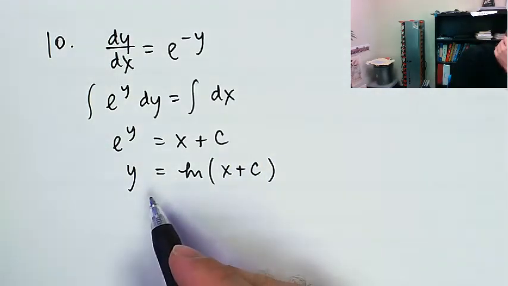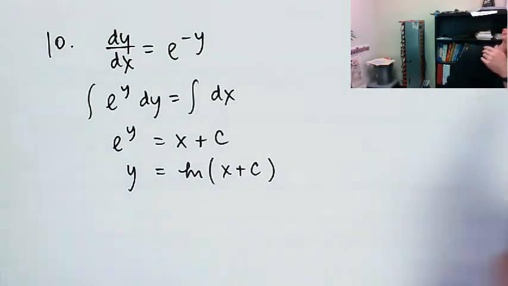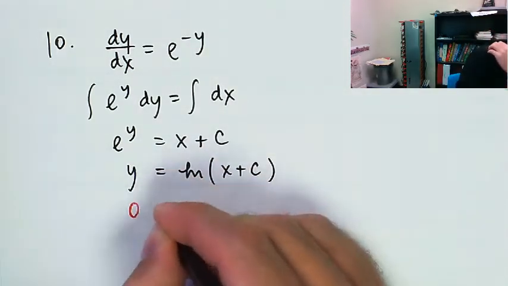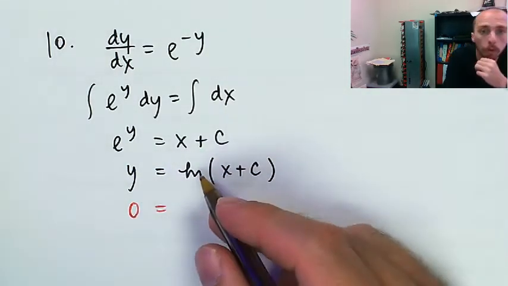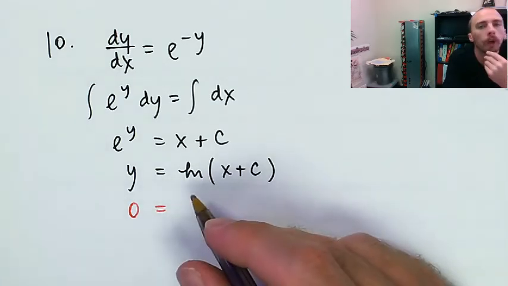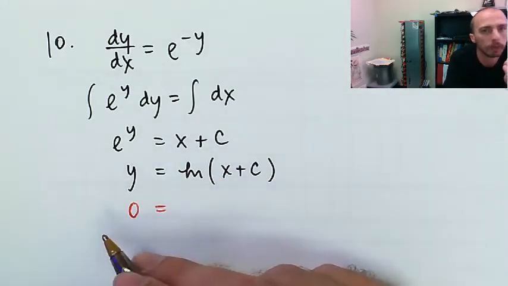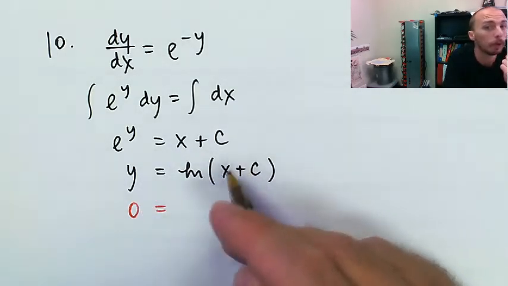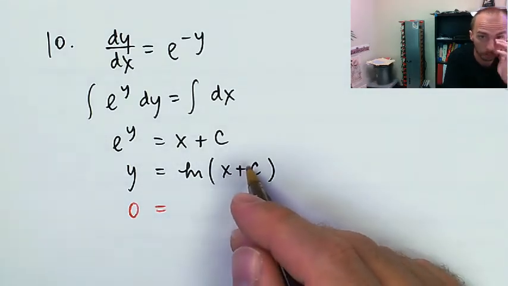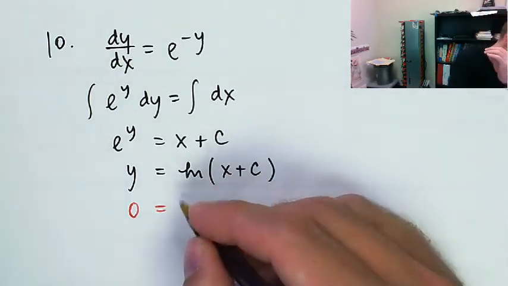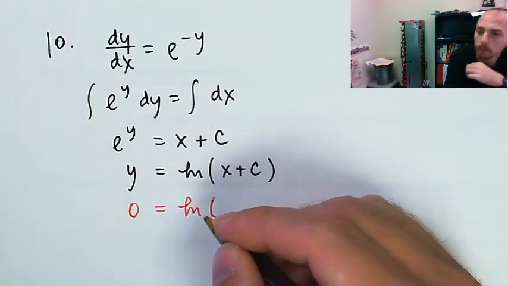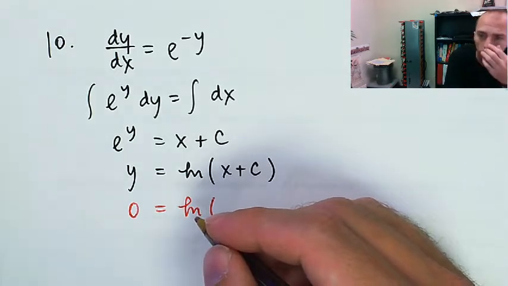And then I need to use my condition. x is 2, y is 0. And 0 can equal a log. A log can equal 0 because a log is just an exponent. So a log can equal whatever you want. It's the thing that we put inside the log that can't be 0, can't be negative. So 0 is equal to the natural log of x plus c, which one am I working here? Number 10. x is 2.